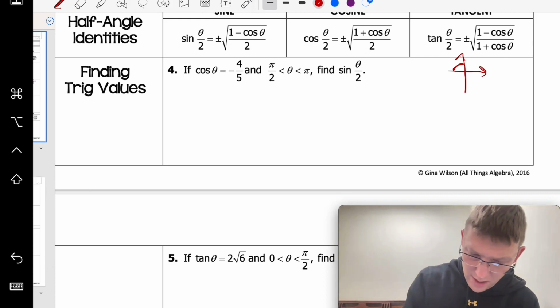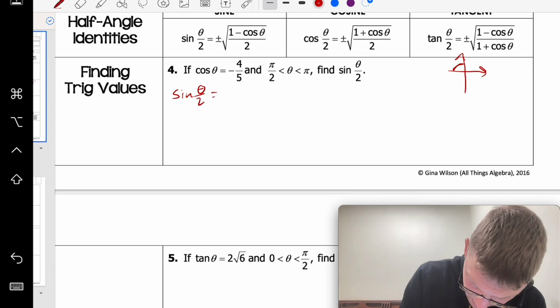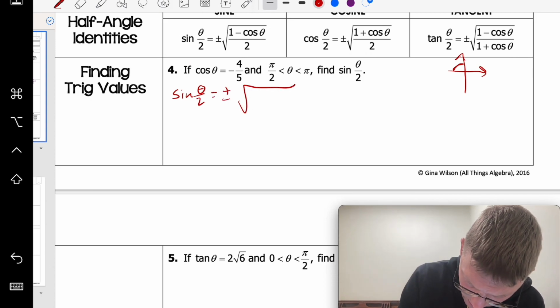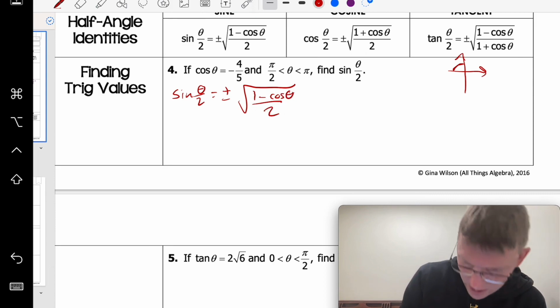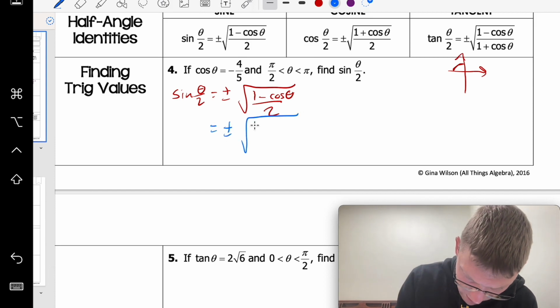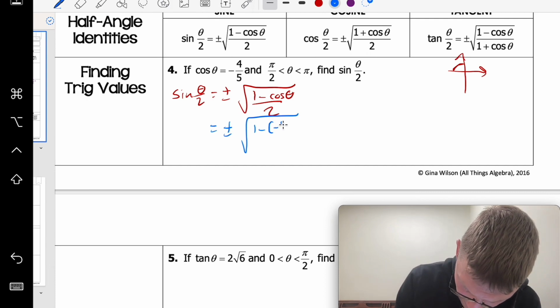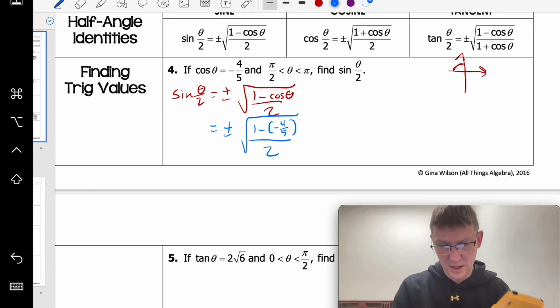Let's see, so that's fine. Okay, so sine of theta over 2 equals plus or minus square root of (1 minus cosine of theta) over 2. So now in blue, we're going to just add what we know. So now it's going to be the square root of (1 minus cosine of theta, which is negative 4 over 5) divided by 2. And then here's where we jump into calculator work.